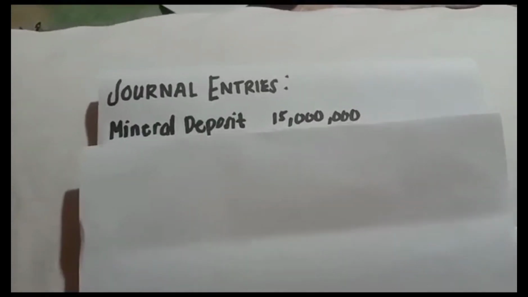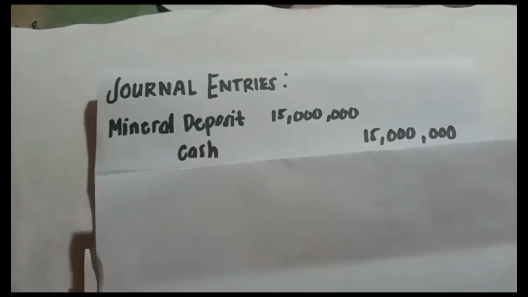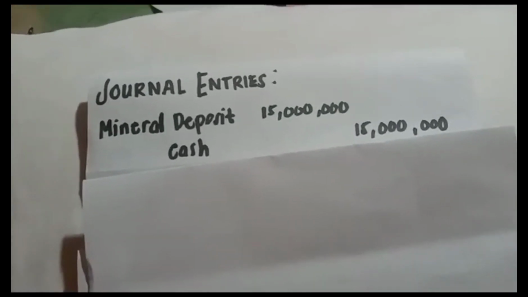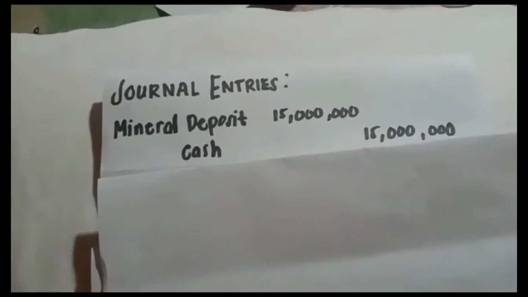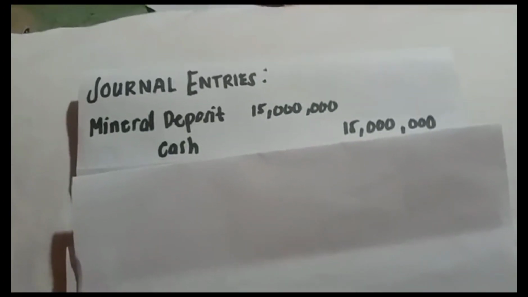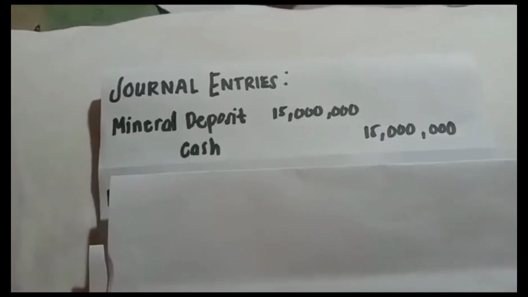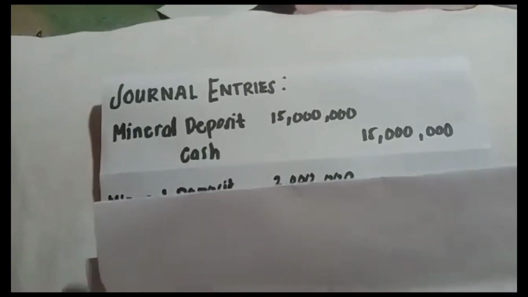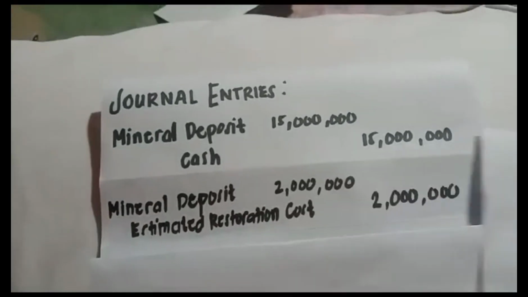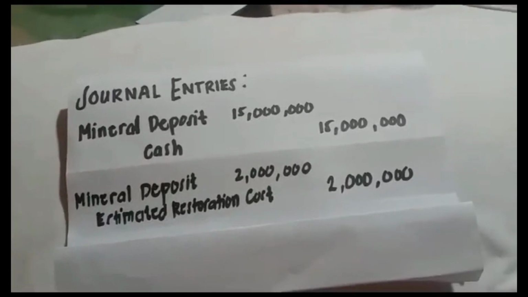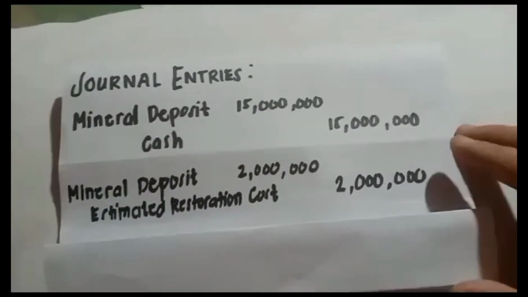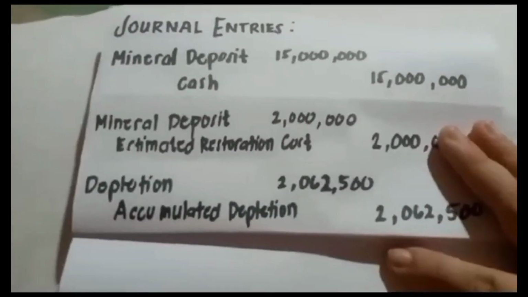Now, moadto na ta sa journal entries. Para ma-record ang acquisition of wasting asset, we will debit the mineral deposit of 15 million and then credit cash of 15 million. That is to record the acquisition of the wasting asset. Para pod ma-record ang liability from estimated restoration cost, atong i-debit ang mineral deposit 2 million and then credit the estimated restoration liability of 2 million.